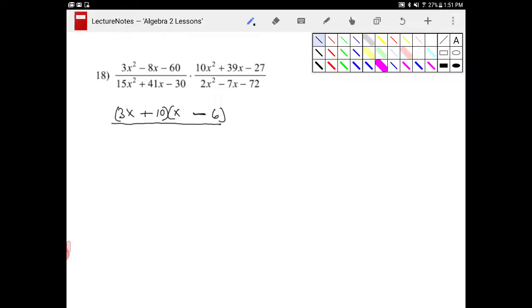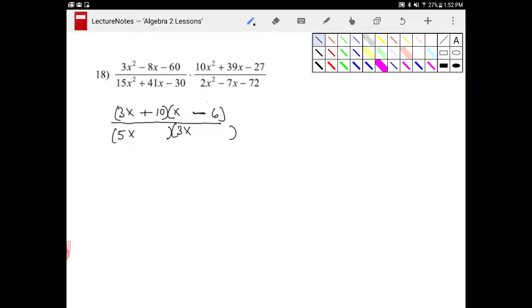Looking at the denominator, 15x squared plus 41x minus 30. I want the middle number to be 41. Oh boy, this is getting a little tough. So let's say this was 5x and this was 3x. And again, there is some guess and check involved. I hate to say this, but sometimes that is necessary. Two numbers that multiply to 30: 6 and 5, or 3 and 10.